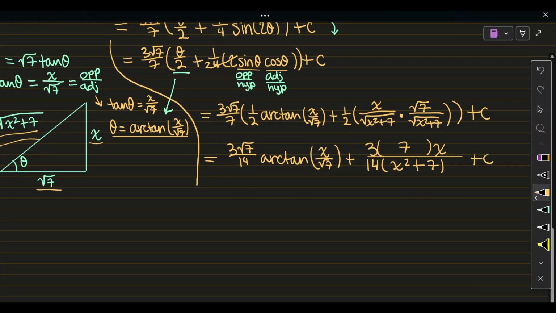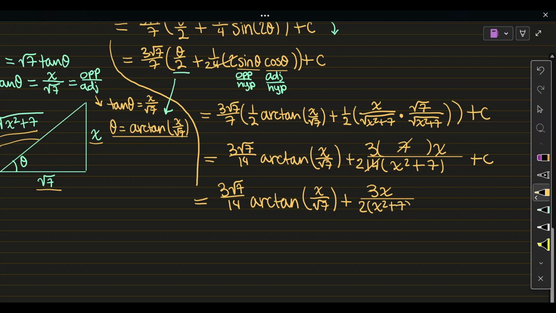plus c. So finally, rewriting this in its final form, I have 3 square roots of 7 over 14, arctan of x over the square root of 7, plus this 7 and a 7 from this 14 will cancel, so I'll have 3x over 2 times x squared plus 7 plus c. And that is our final answer.